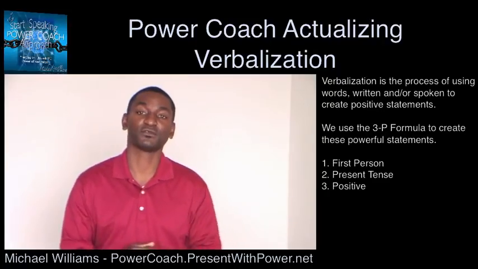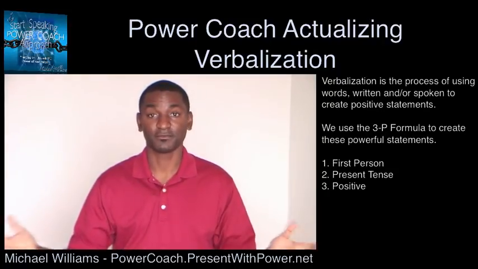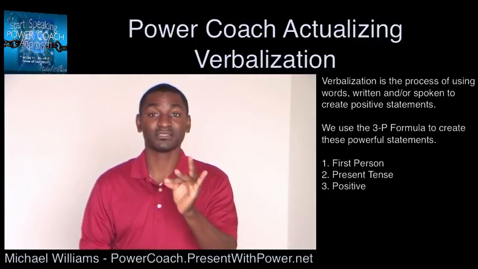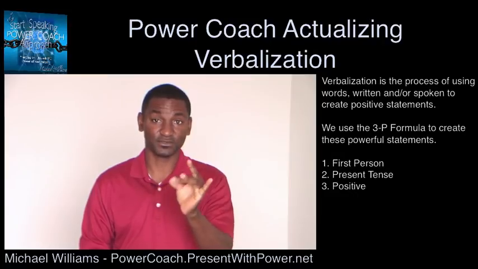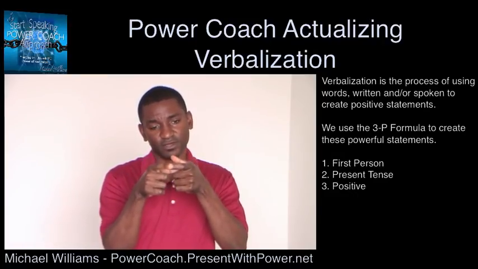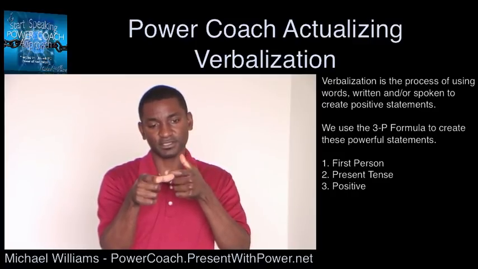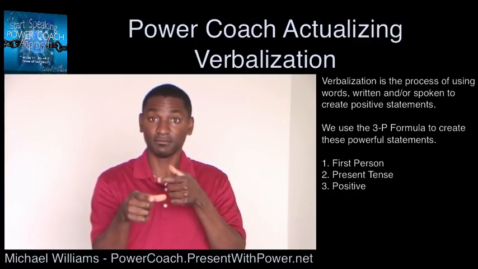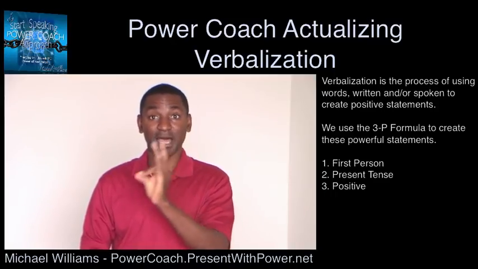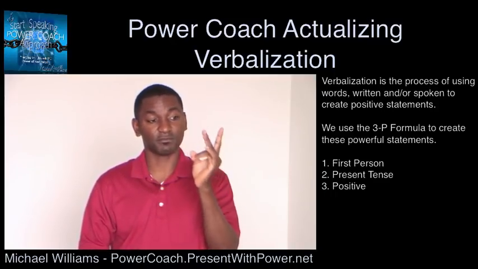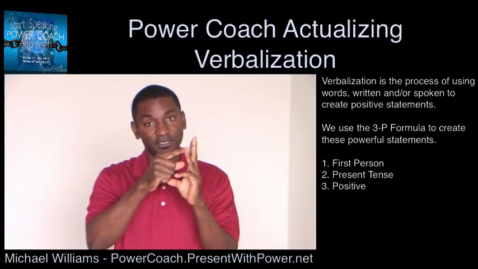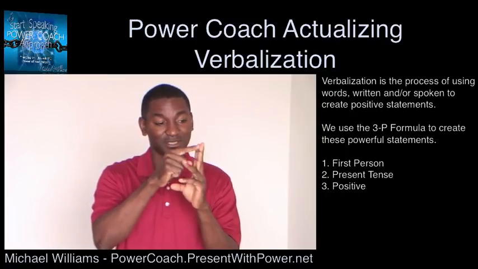So what's an example of a first person word? I, right? I. All right, the second P stands for present tense. So it's first person, present tense. So an example of a phrase that's both first person and present tense is I am. I am, right? All right, and then the third P is positive. So first person, present tense, and positive. So you're going to write and or speak a statement that's first person, present tense, and positive.